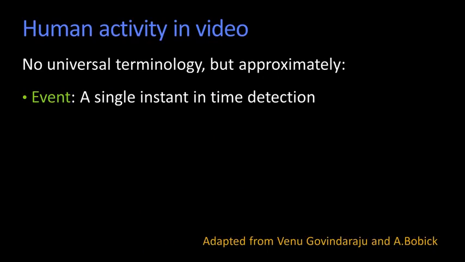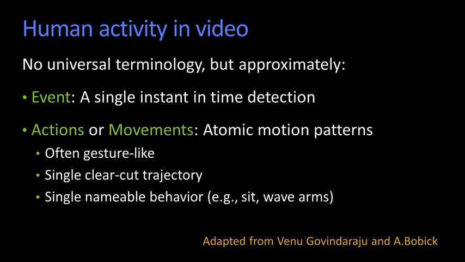So we talk about events, and the one thing about an event is it's a single moment in time, right? So the moment a door closes or something changes in the imagery, typically we refer to that as an event. A little bit higher up is this basic idea of movements, or sometimes referred to as actions. And these are, I'm going to describe as, atomic movement patterns. So, sitting down, or waving, or something like that, could be thought of as gesture-like. You could describe it as a trajectory in some feature space, whether it's the feature space of the joints of the body or some appearance. It is a single thing.